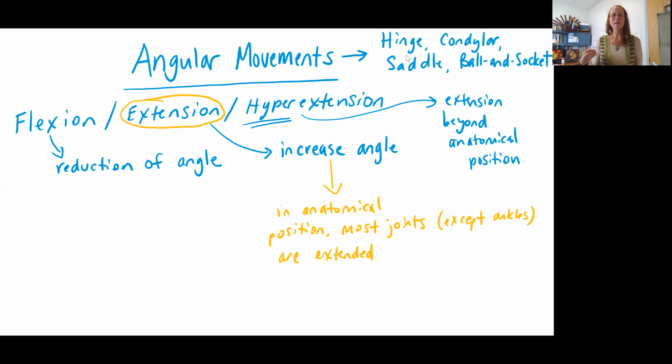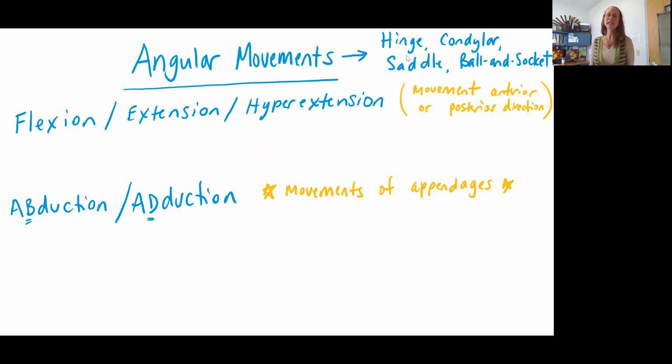So I can do a forward fold, which would be a flexion, so I disappeared. And then I can do a hyperextension as well. Okay, maybe if I went this way, that would be maybe more effective. Okay. All right, next we have what is called abduction and adduction.